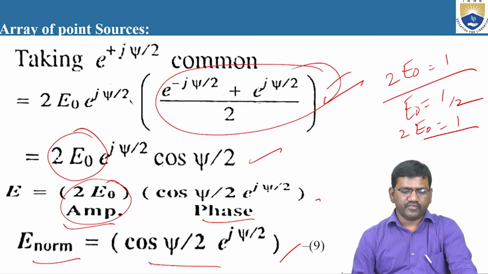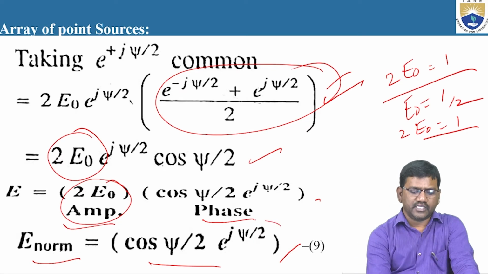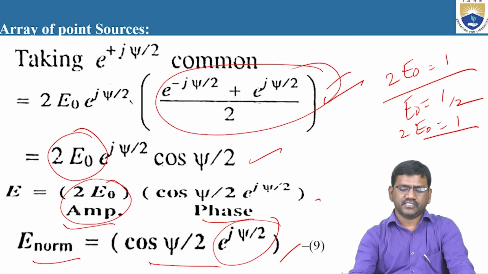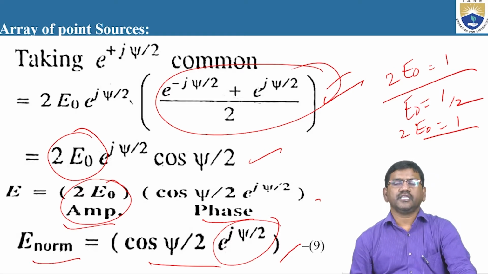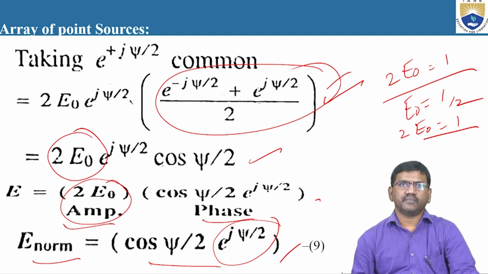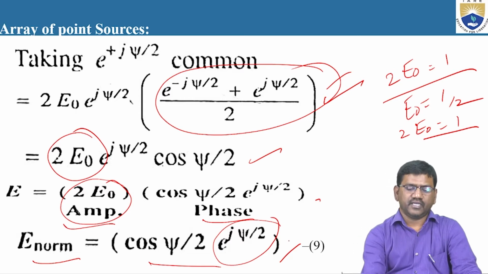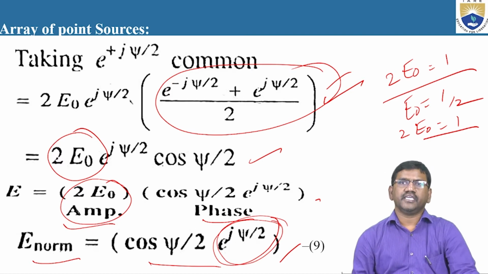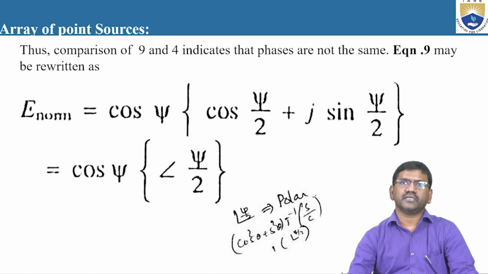And further simplification of this e^(j psi/2): we know that e^(j theta) is equal to cos theta plus j sin theta. So from that trigonometric formula, e^(j psi/2) can be rewritten as cos(psi/2) plus j sin(psi/2).